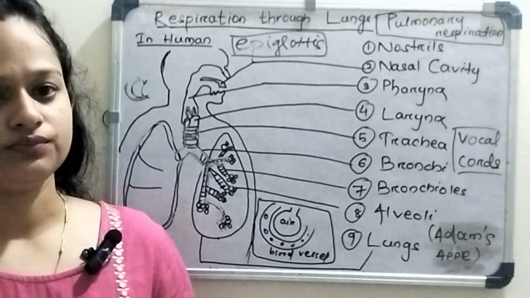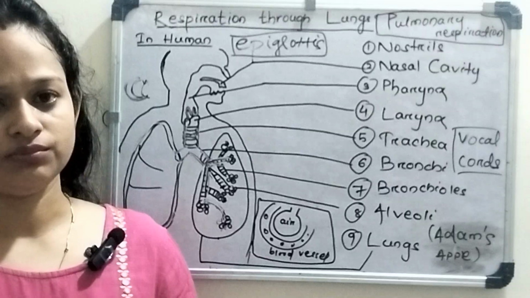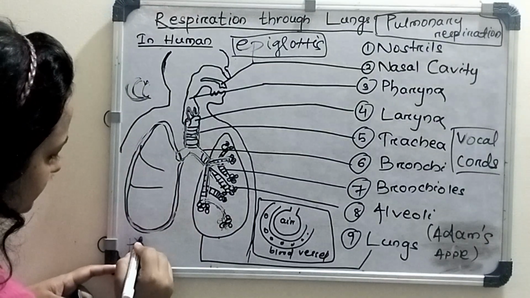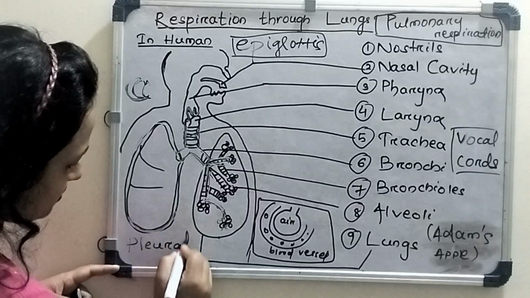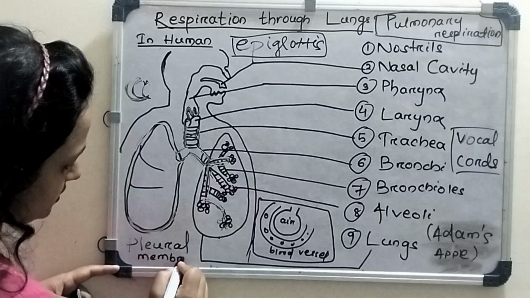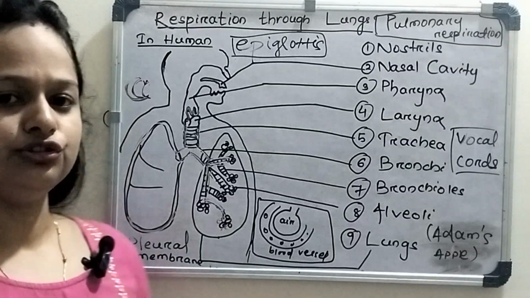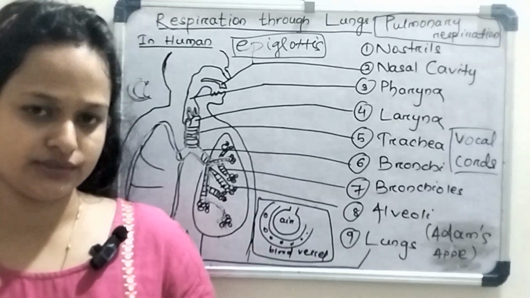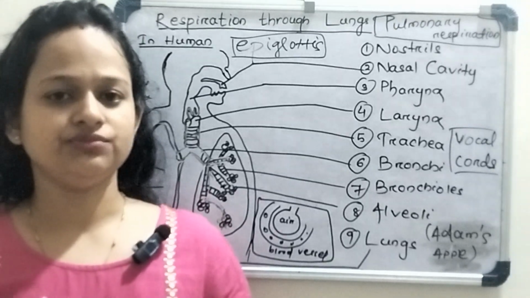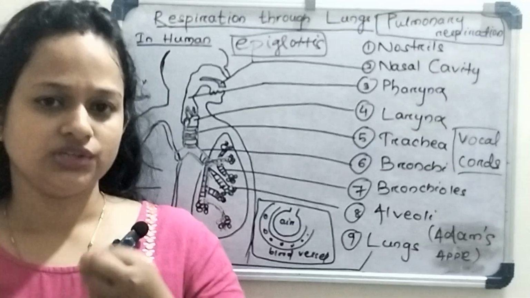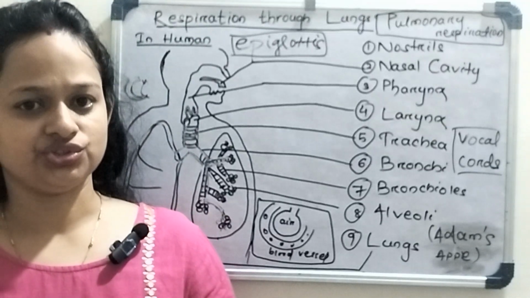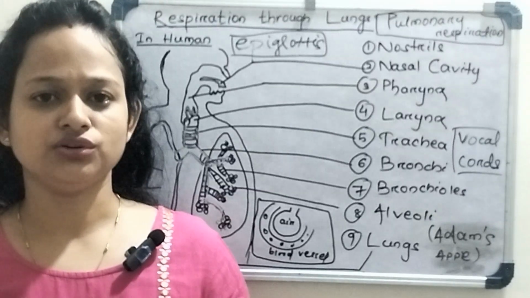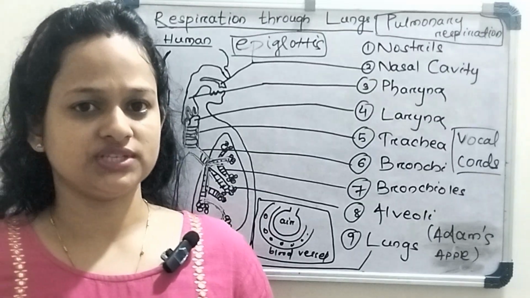And there are two types of pleural membrane present, that is outer pleura and inner pleura. So the membrane is the pleural membrane, and between the two layers of pleura, that is outer pleura and inner pleura, there is a cavity which contains some liquid, and this liquid-like substance helps in the easy movement of lungs during the breathing process.